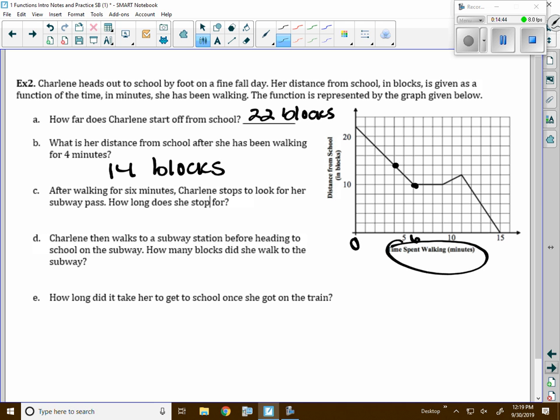It says Charlene stops to look for her subway pass. How long does she stop for? 3 minutes. So there's 2 ways you can look at this. You can say, oh, there's 3 blocks that I go over. Or you can say she stops from minutes 6 to 9. 9 minus 6 would be 3. You can look at it that way as well.